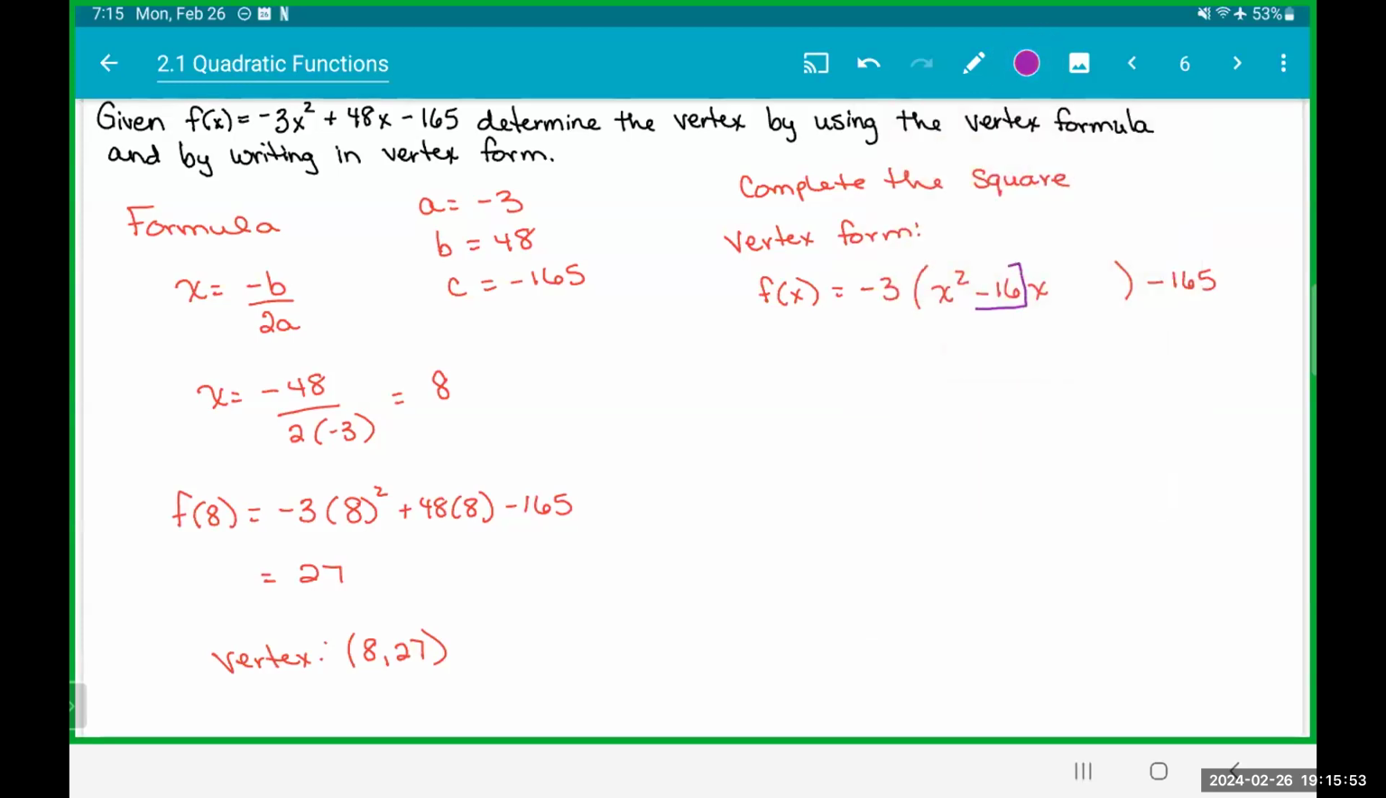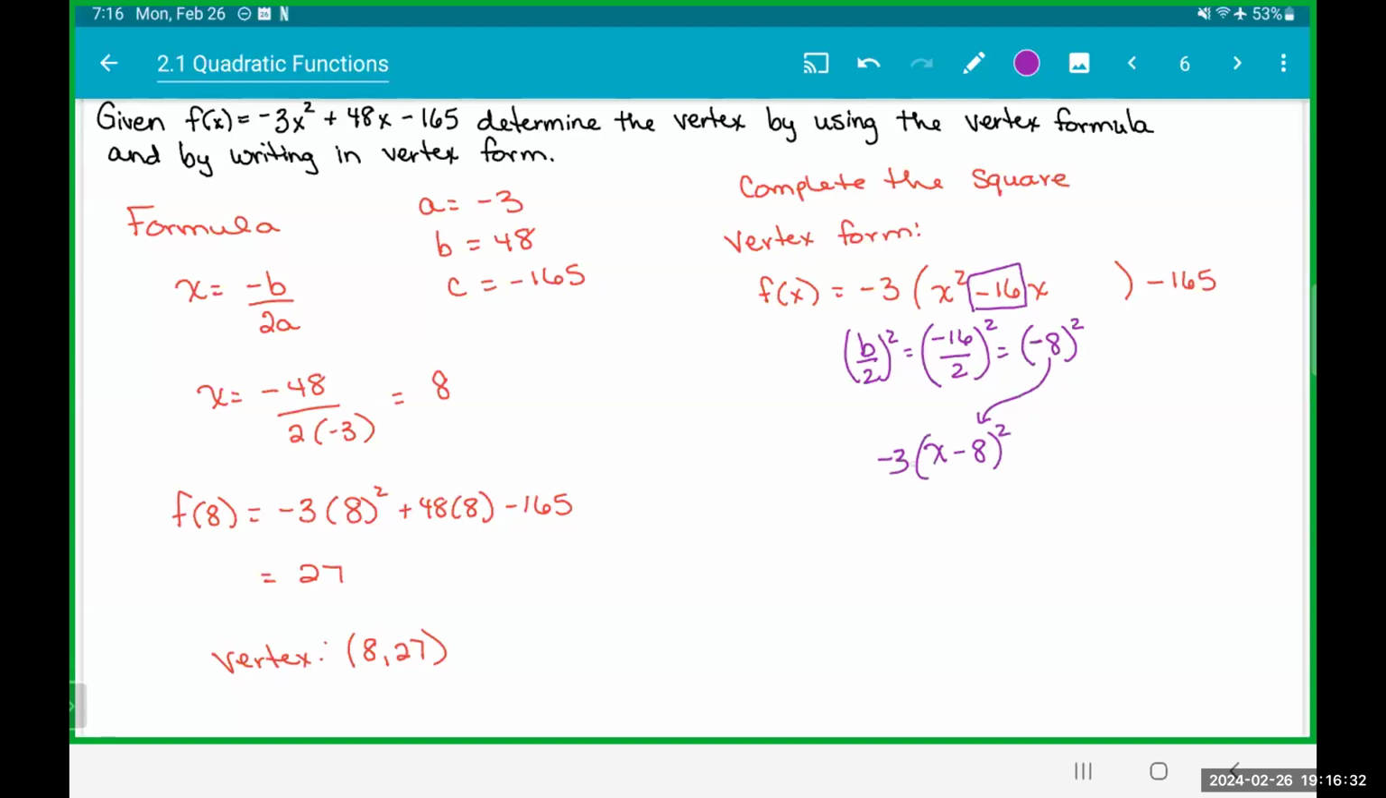Okay, so we're going to take b. Remember, it's b divided by 2 squared. So my b in this case is negative 16 divided by 2, squared. Negative 16 divided by 2 is negative 8, but that's still squared, with parentheses around the negative. So that tells me that when I come down here, I'm going to have x minus 8, because that's a negative 8, and that's going to be squared.